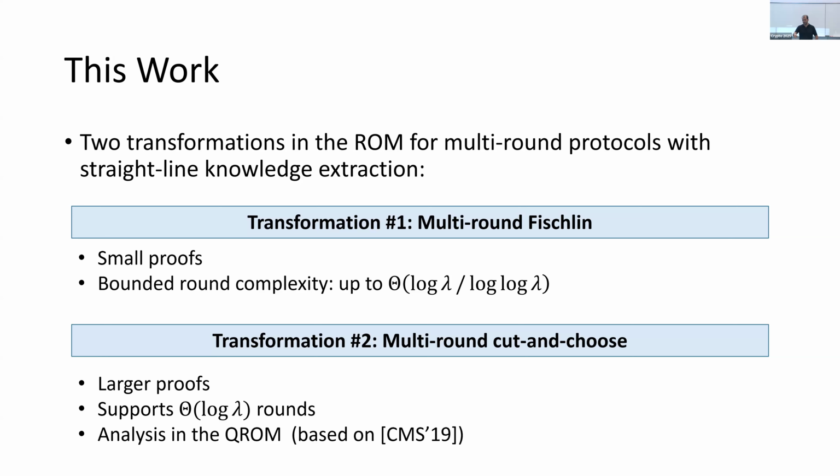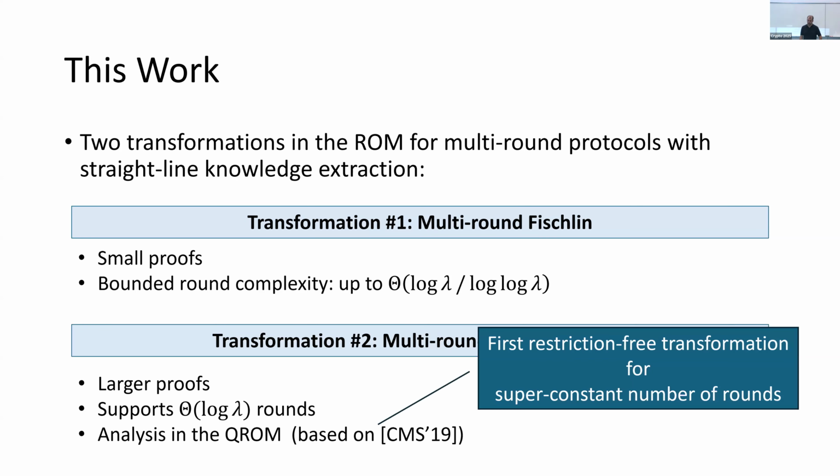In addition, we also have an analysis for that in the quantum random oracle model, following the techniques of Chiesa et al. in kind of similar settings. And as far as we know, this is the first restriction-free proof of security in the quantum random oracle model for a transformation for the class of arguments that we consider here.